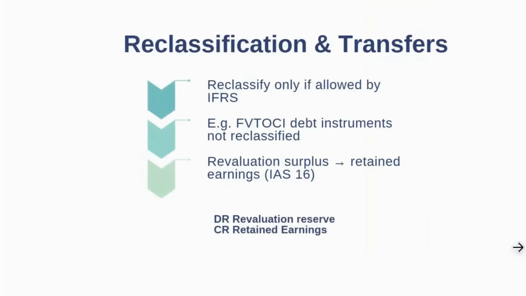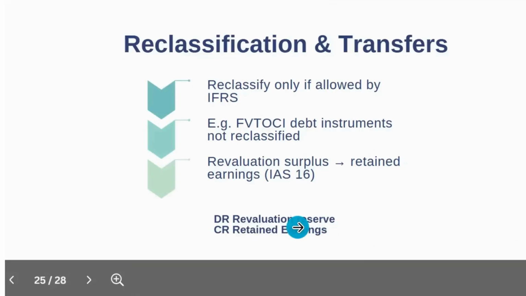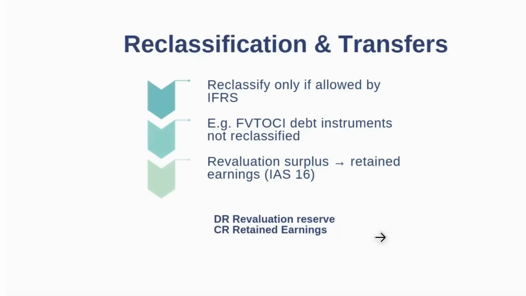All right. Now, reclassification and transfers. We need to reclassify items only if allowed by IFRS. For example, fair value through other comprehensive income debt instruments are not reclassified. The revaluation surplus is reclassified to retained earnings. So here we're going to have this kind of journal entry: debit revaluation reserve or surplus, credit retained earnings. So we are reclassifying revaluation of PP&E, let's say, to retained earnings.